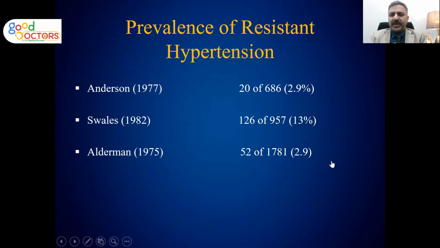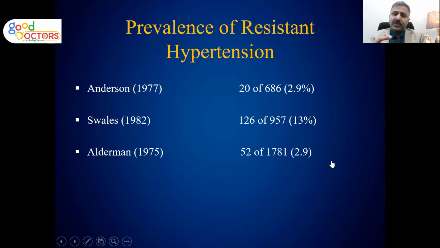The prevalence varies. Prevalence of resistant hypertension: in 1977, there was data in which the prevalence was 2.9%. In 82, it was reported to be 13%, then another study 2.9. It also depends if you're talking about true resistance or overall resistant hypertension.